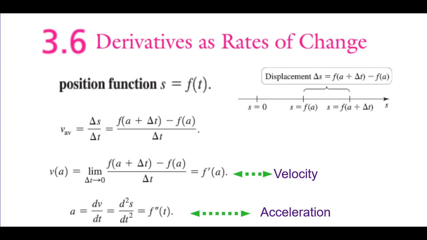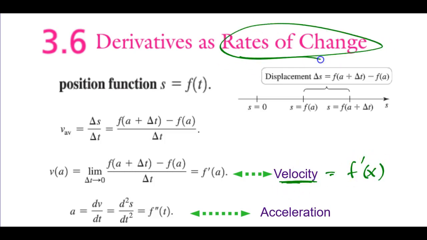Welcome to section 3.6, derivatives as rates of change. Remember, the rate of change simply means the slope of the tangent line. When we're finding the slope of the tangent line, we're finding the derivative. Well, in this section, the only thing we really need to learn is that the slope of the tangent line, the derivative, is also known as velocity. That's the rate of change.